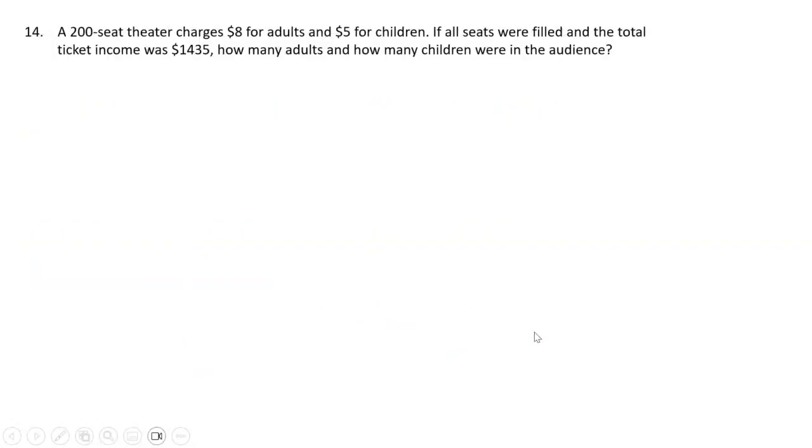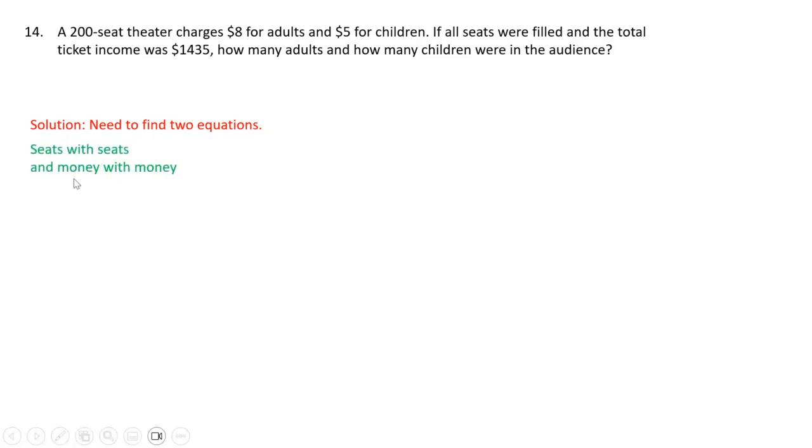Okay, now number 14 is an example. How do we use solving systems of equations in real life? Here's a good example. It says a 200-seat theater charges $8 for adults and $5 for children. If all seats were filled and the total ticket income was $1,435, how many adults and how many children were in the audience?